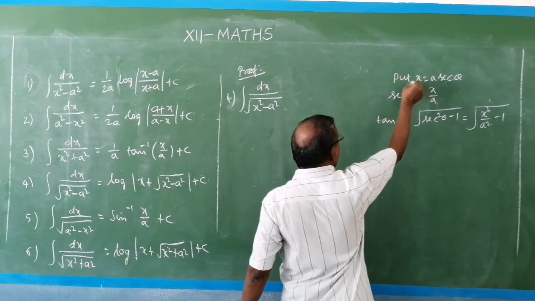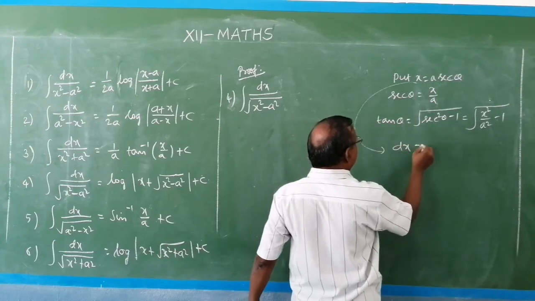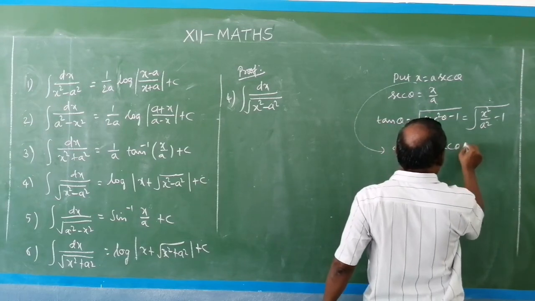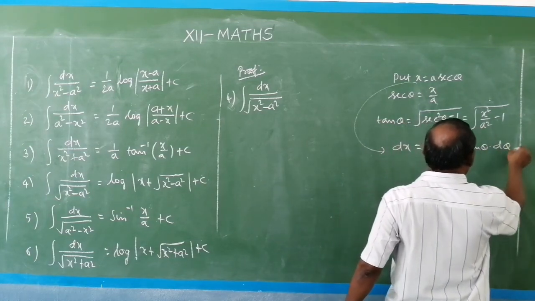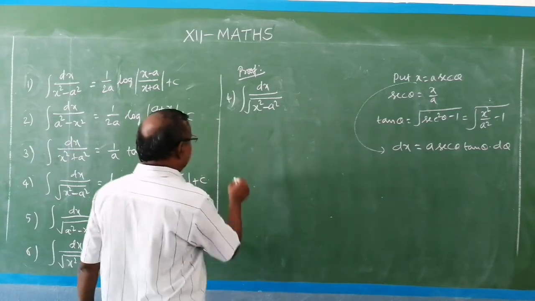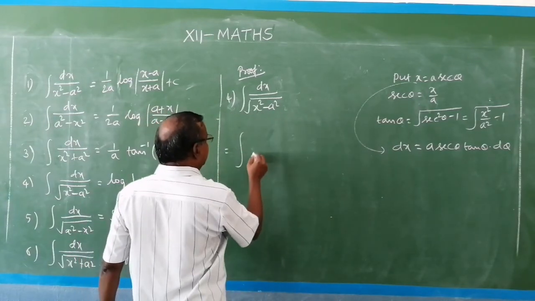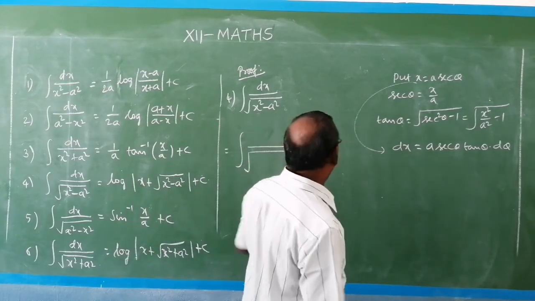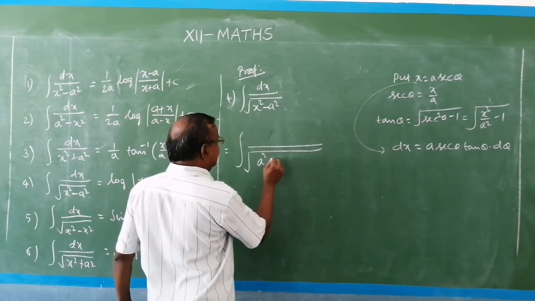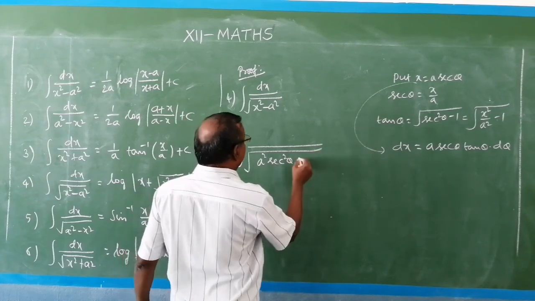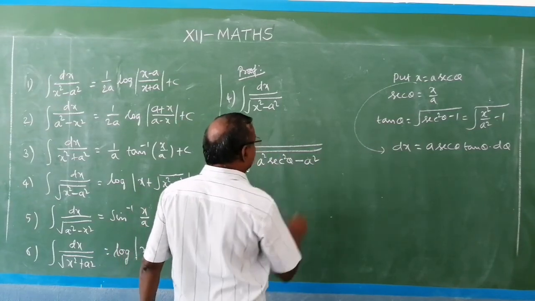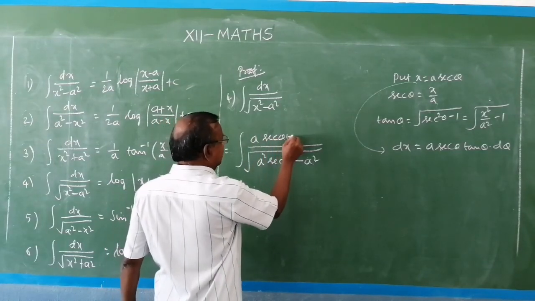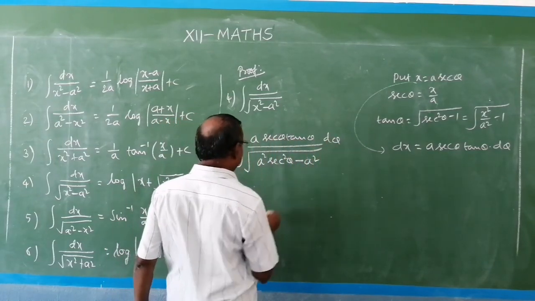Differentiating this function x, we have dx equal to a secant theta tan theta d theta. Substituting everything, the integral has denominator root of, instead of x square, a square secant square theta minus a square, and the numerator, instead of dx, we put a secant theta tan theta d theta.